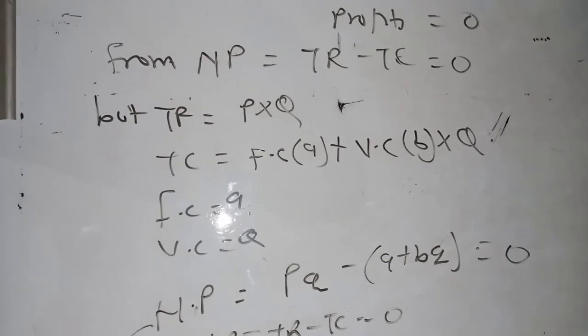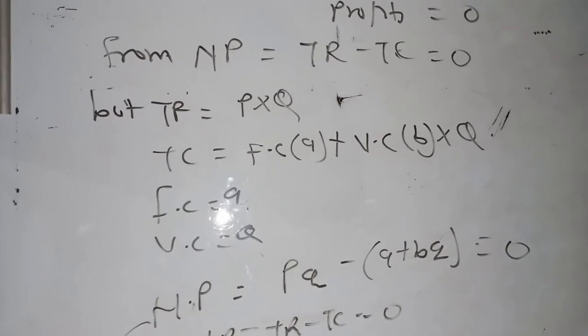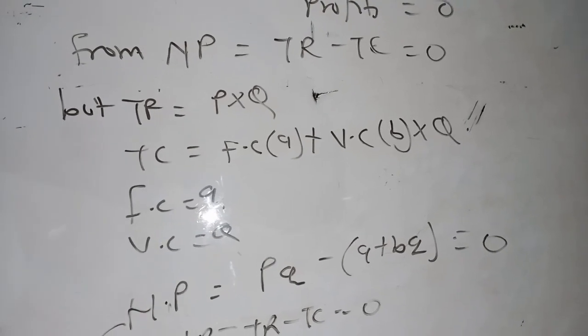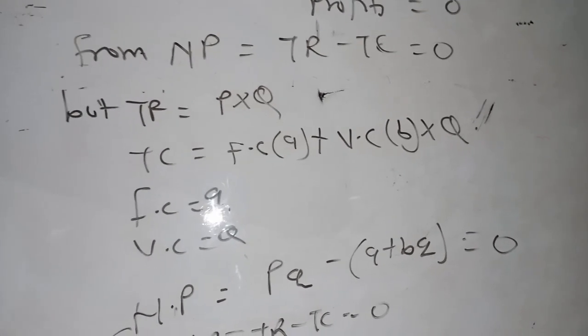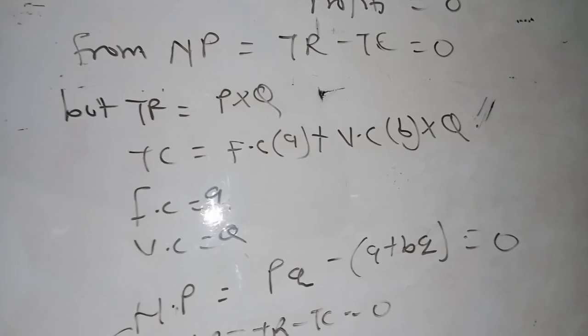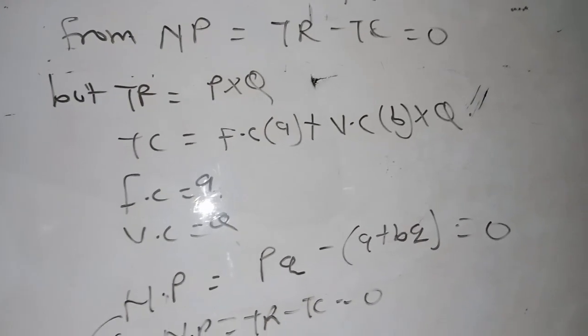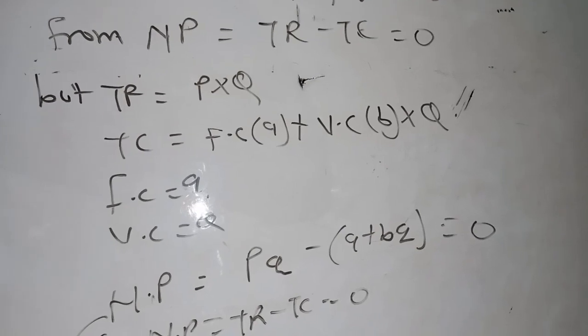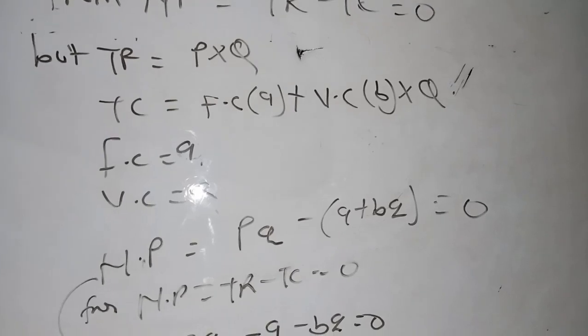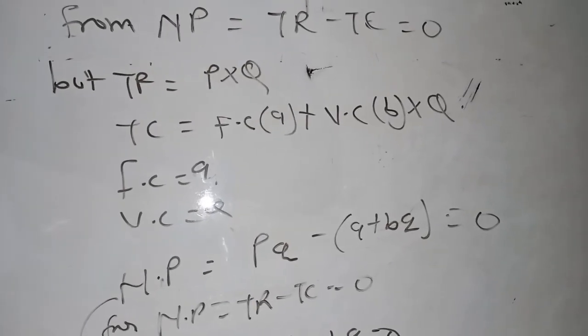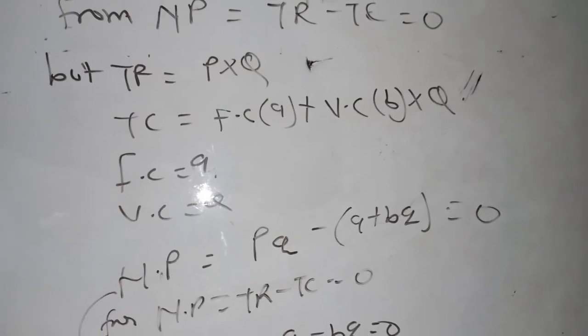But remember, to get your total revenue, it is price times quantity. That's why we have P representing price and Q representing quantity. Total revenue equals price times quantity. Whereas to get total cost, we take the fixed costs, which I'm calling A, plus the variable cost times quantity, with the variable cost represented by B. So fixed costs are represented by A and the variable costs are represented by B.